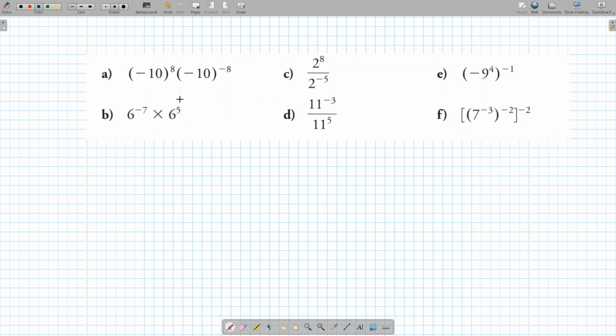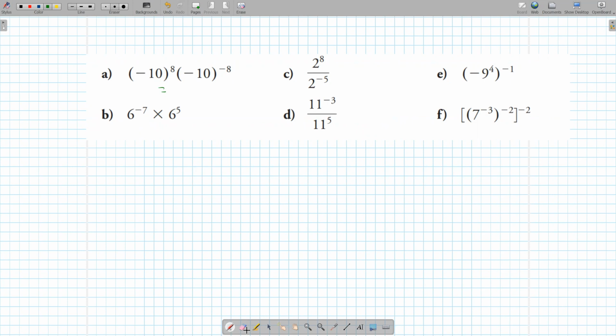Let's do these guys. For these ones, these are the exponent laws. If they're being multiplied, you add the exponents. If they're being divided, you subtract the exponents. Look at A, and all of these are, I think, one-step answers. What to do in A? Do we add 8 and -8, or what do we do? What will be the answer?